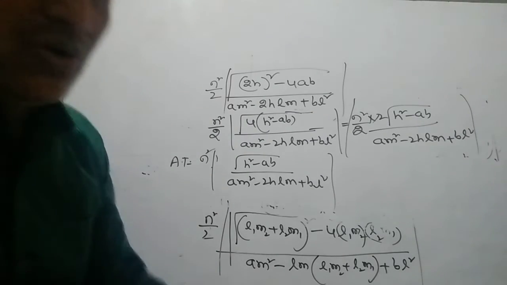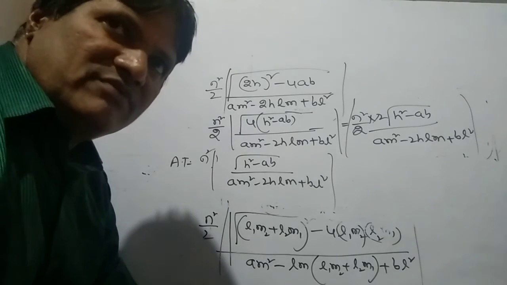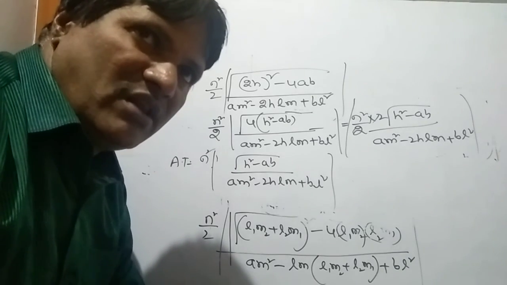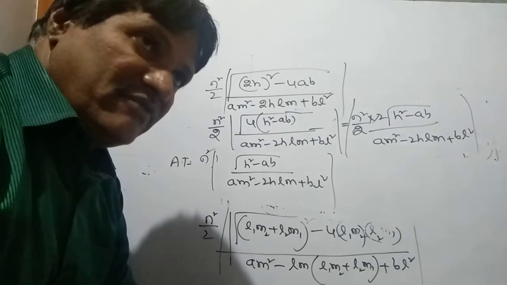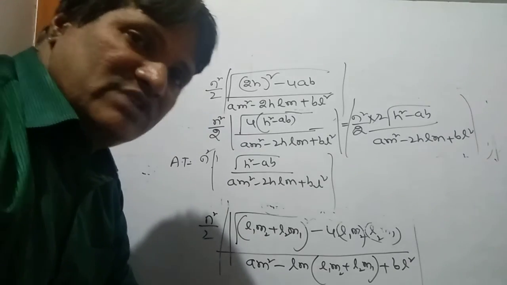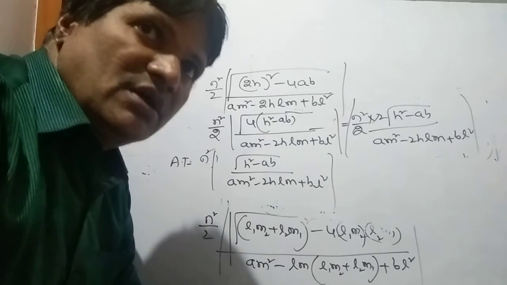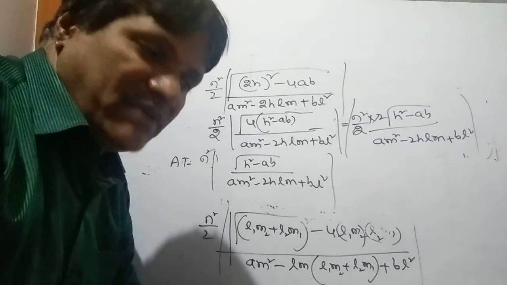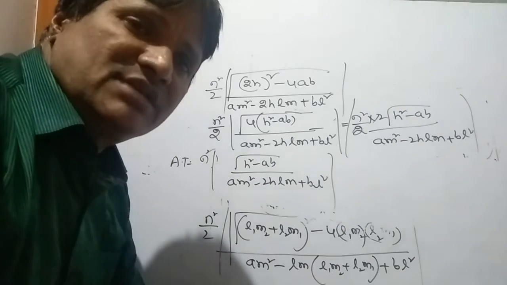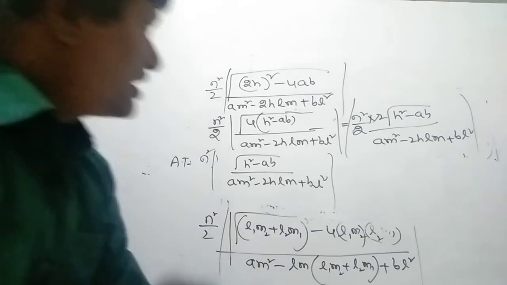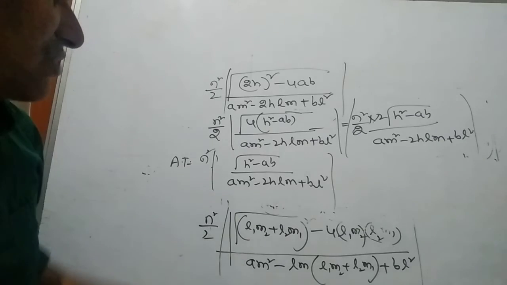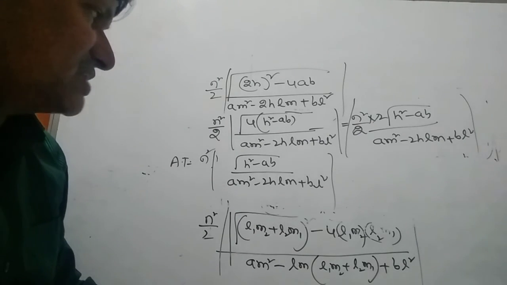The main concept: O is 0, 0, A is x1, y1, B is x2, y2. First we should solve the first line L1x plus M1y with the second, so we get some value x1, y1. If you know x1, y1, we automatically get x2, y2. So the area of the triangle, if the origin is given, is simply half mod of x1 y2 minus x2 y1. In that we have to substitute, and directly we will get like this: 4 square root, the 2 cancels, square root H square by AM square minus 2HLM plus BL square, we got.